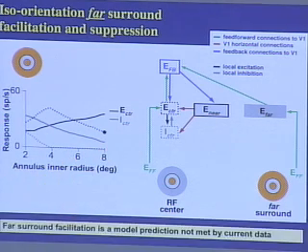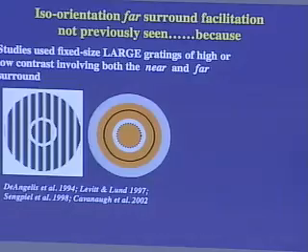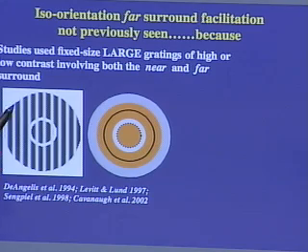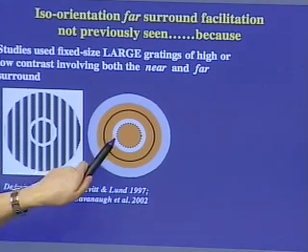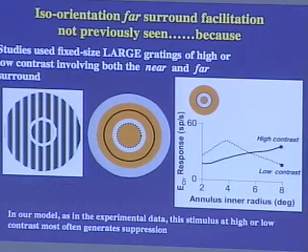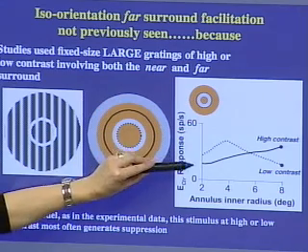Now, this far surround facilitation is a model prediction not made by current data. Remember, in the introductory part of my talk, I told you that people have only seen these facilitatory effects from the near surround, and the general concept is that the far surround is only suppressive. So we think that part of the reason why people haven't seen this far surround facilitation is that most studies have used fixed size, large gratings of high or low contrast, such as this one, which involve both the near and the far surround. This is a stimulus that in our model, like in the experimental data, generates suppression, both at high contrast and at low contrast.